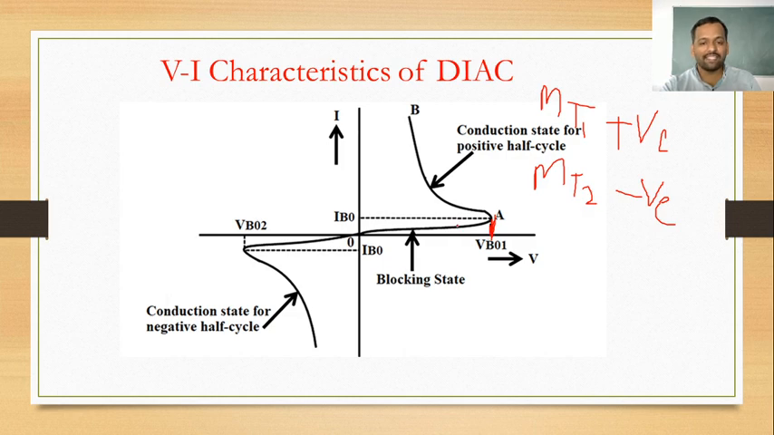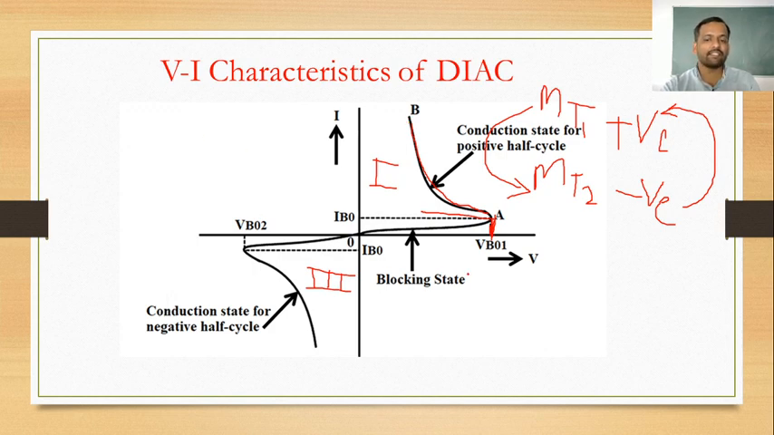Now if we see the characteristics in the first quadrant and third quadrant, both are symmetrical. The only difference is that in the first quadrant current flows from MT1 to MT2, and in the third quadrant current flows from MT2 to MT1. At the time when the diac turns on, the voltage across the diac starts decreasing and current starts increasing. This is the VI characteristics of the diac. These characteristics are plotted against output current and output voltage.